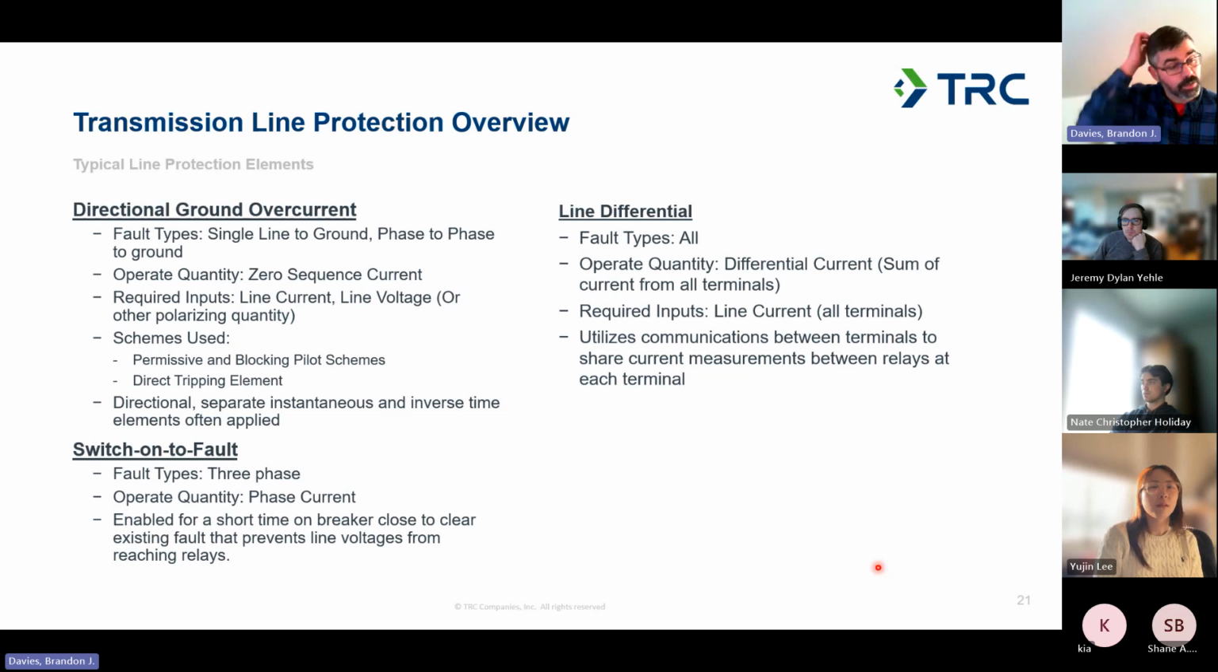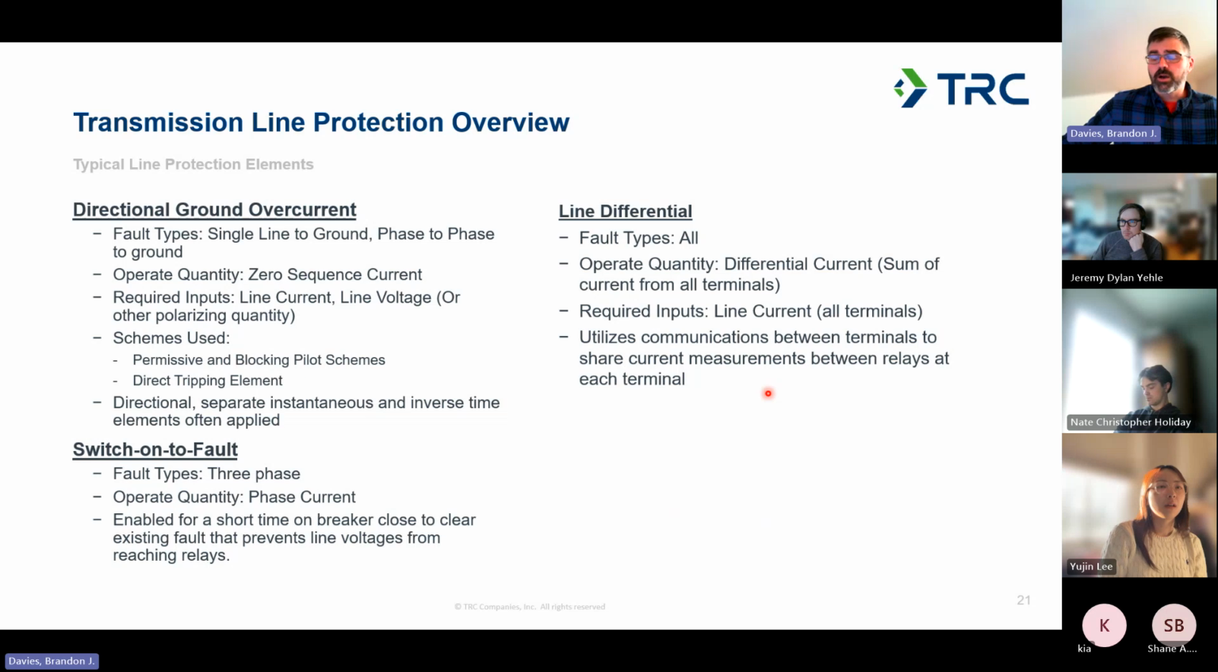Because the grounds are right at the terminal, you would never be able to generate any voltage on your voltage transformers. The schemes we've already talked about all rely on voltage as an element, so that can defeat your protection overall. So switch on to fault is just enabled briefly after a line is energized, and it covers that very specific case where you've left your grounds on the transmission line terminal and someone closes it in, because you need a way to clear that fault case.